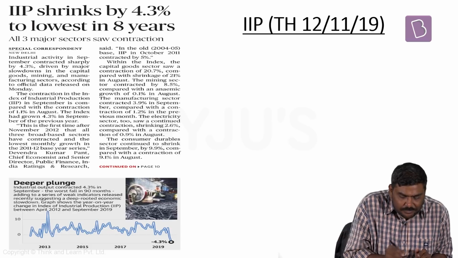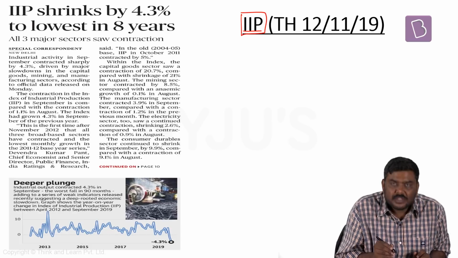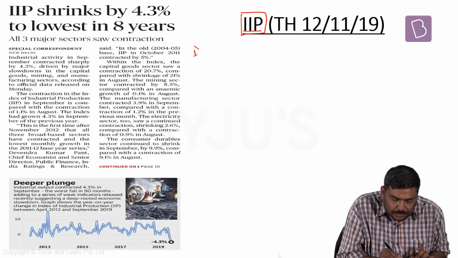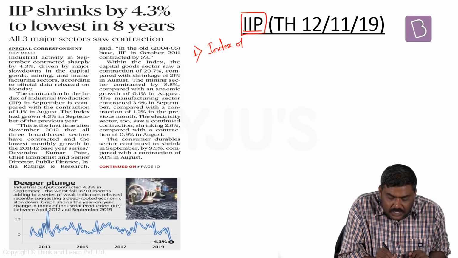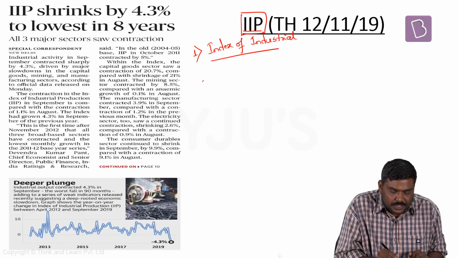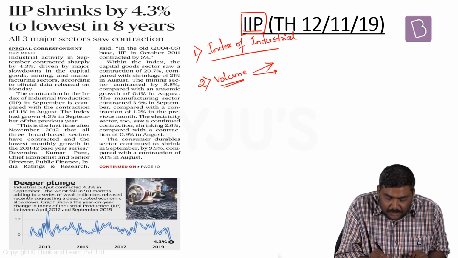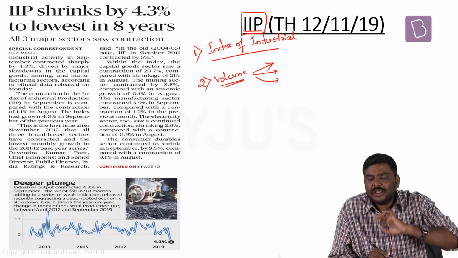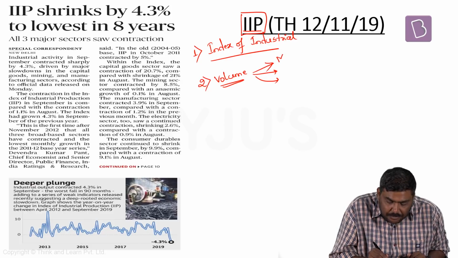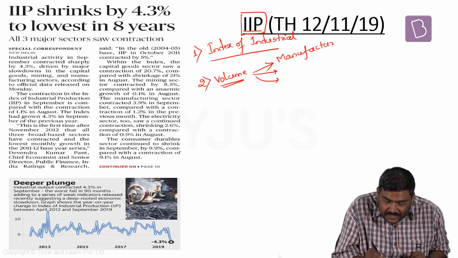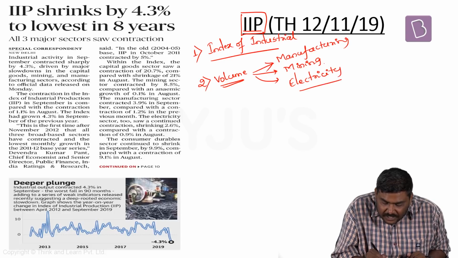Let's look at the next article, which is related to IIP. Some of the very important points are: 1. IIP basically stands for Index of Industrial Production. This particular index basically measures what is the volume changes in three particular areas or three particular sectors. 1. Manufacturing. Second, mining. And third one is electricity.